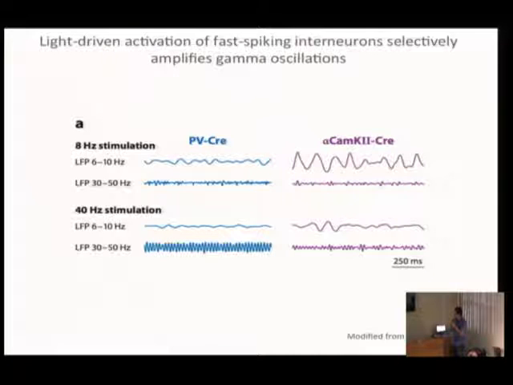Okay. And here you can see if you shine light at 8 hertz stimulation in PV-Cre mice, no effect. You can see no effect actually. But if you apply 8 hertz stimulation in CaMKII-Cre, you can amplify this oscillation. On the other hand, if you apply 40 hertz stimulation in PV-Cre mice, you amplify gamma oscillations. And then nothing happens with CaMKII-Cre.